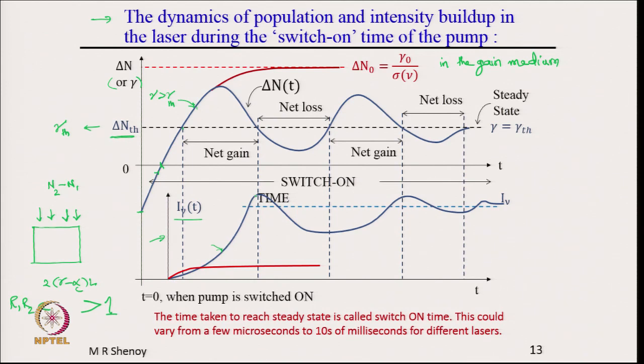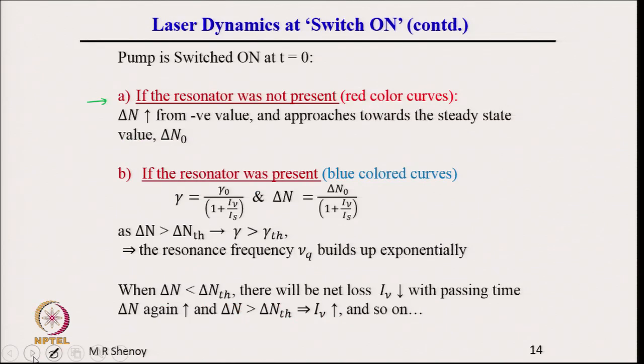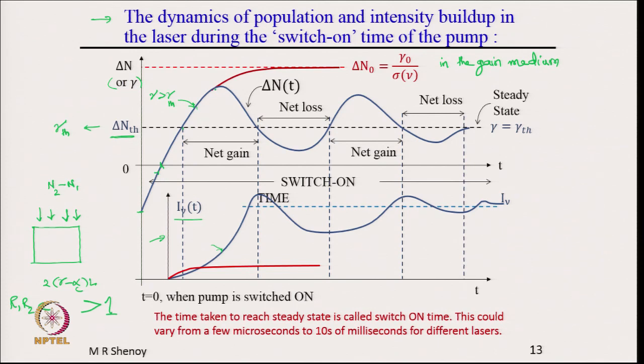It will build up till the gain comes down. When the intensity starts building up, the gain starts dropping down here. Why does the gain drop down? Because the gain depends on the intensity I nu here. As the intensity builds up, the denominator becomes larger and larger, and the gain coefficient starts dropping down.